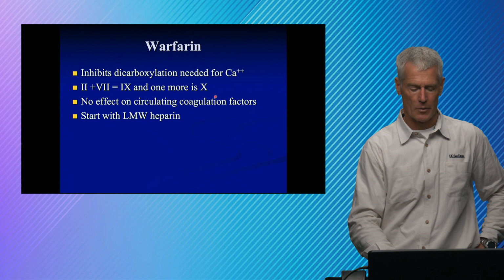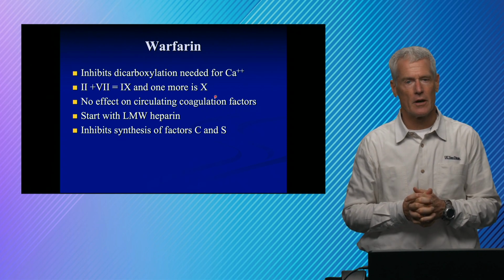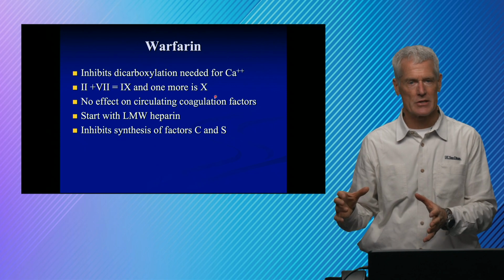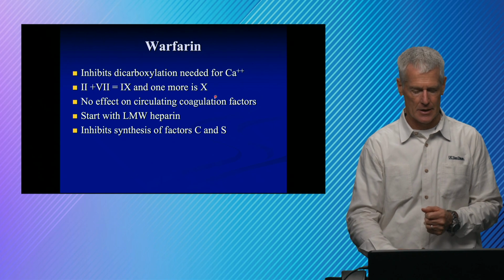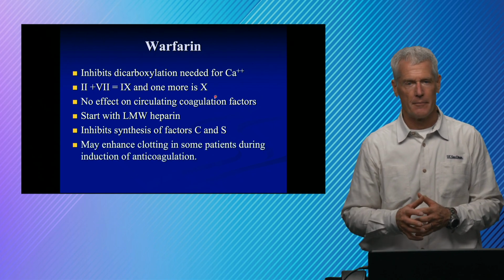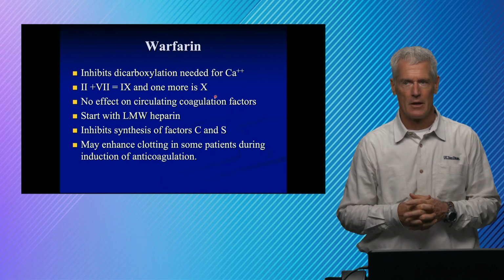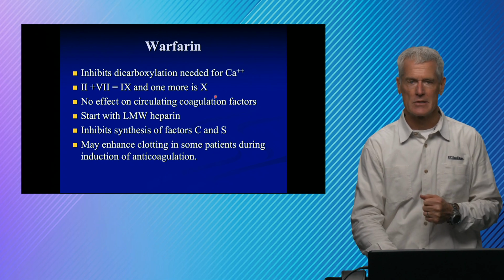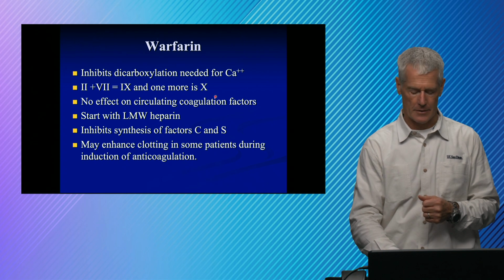So they typically start with a low molecular weight heparin. As I mentioned, warfarin inhibits the synthesis of C and S, and C and S act to limit spread of coagulation. So if you block their synthesis, you can actually get coagulation. Again, that's why we use heparin as a bridge to get them to a stable anticoagulation with warfarin, and we're monitoring those patients with an INR to monitor their warfarin efficacy.